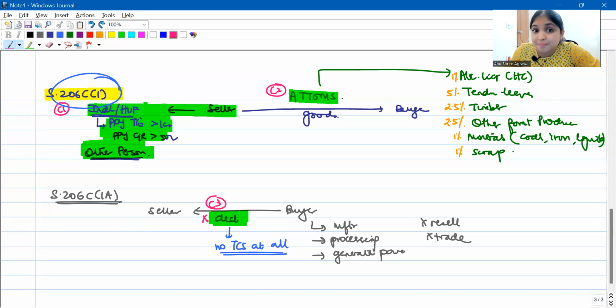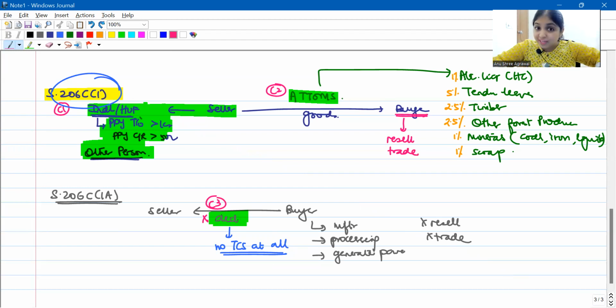That is, in simple words, to conclude, the buyer should be somebody who is going to resell the goods. The buyer should be somebody who is going to trade in the goods. Because if the buyer is not going to resell, if he's not going to trade in these goods, instead, if he's going to use these goods for manufacturing, processing, generating power and all, then he'll give this declaration. And if he gives this declaration, no TCS at all. So we don't want that. So this declaration should not be there.